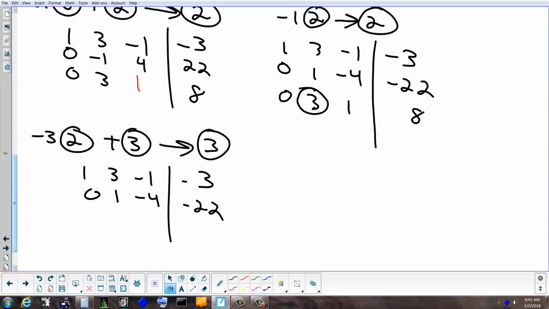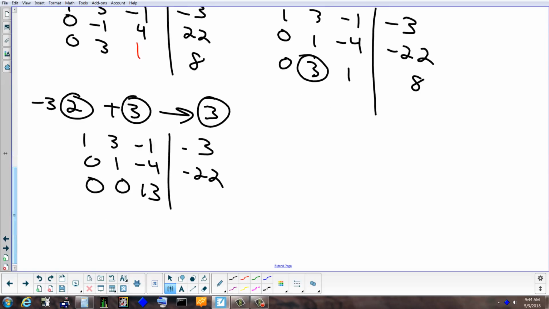Now we got to do this out. The first one is easy. 0 times -3 is 0, plus 0 is 0. 1 times -3 is -3, plus 3, 0. -4 times -3, 12, plus 1, 13. I really hope this is like a 26 or a 39 or something nice. 22 times -3. 66. And what's 66 plus 8? 74.